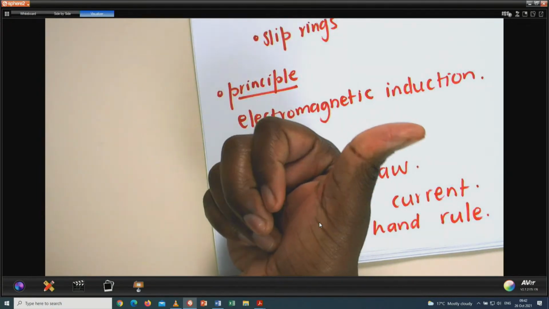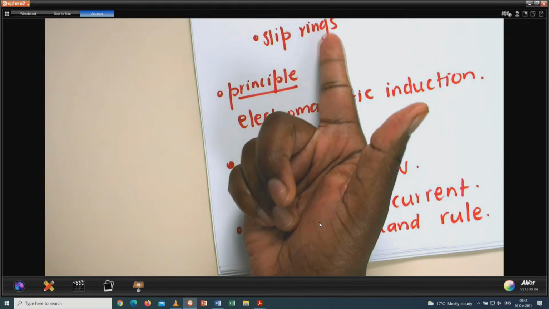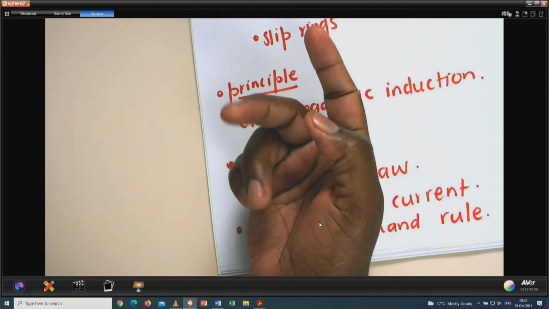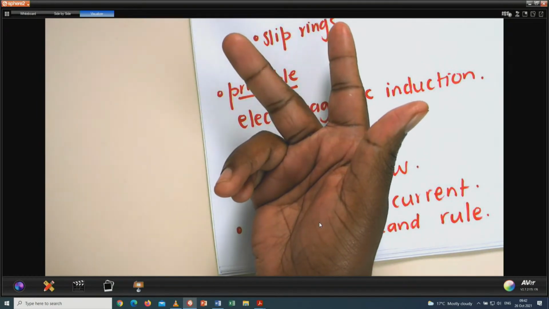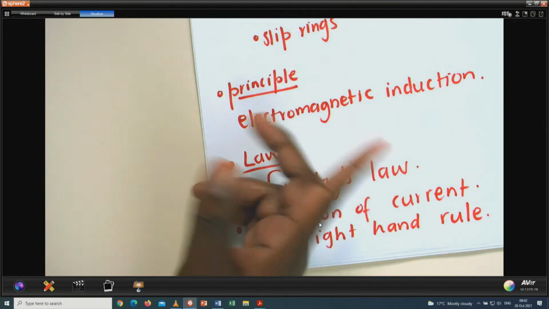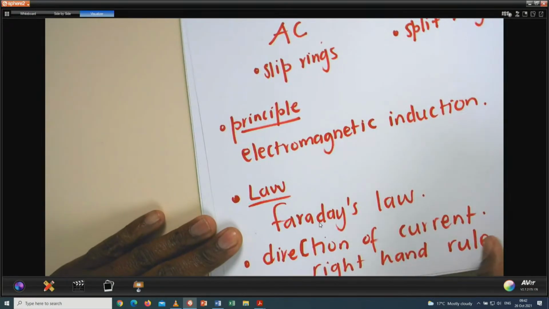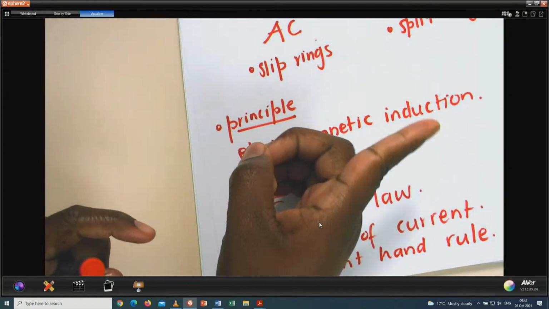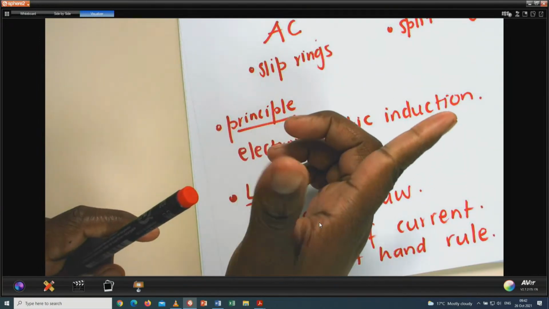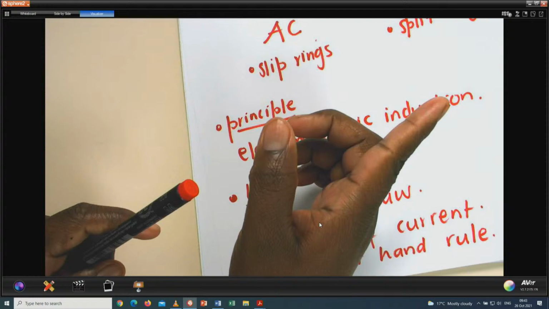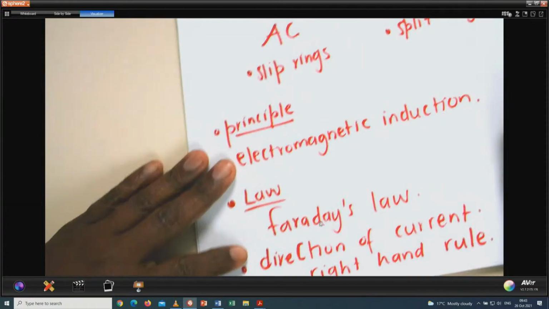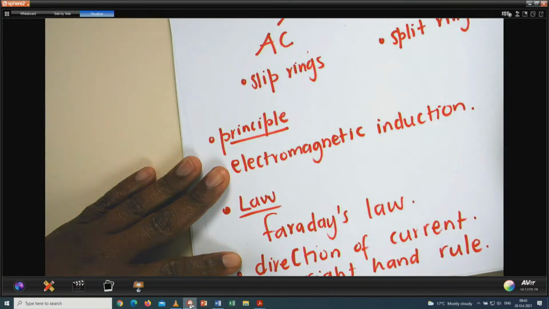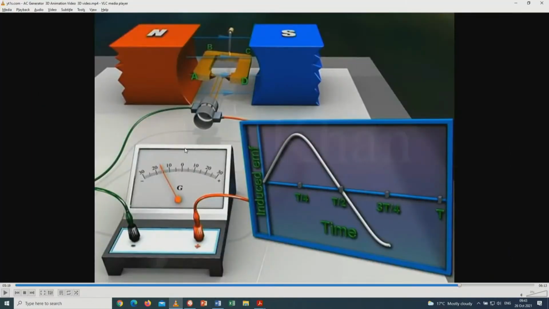This will be the direction of the force. This will be the direction of the magnetic field. And this one will be the direction of the current. So if you are having, let us say, two magnets, so this finger must point from the north to the south. And this one, depending on whether the coil is rotating clockwise or anti-clockwise. Let us see if we can go back. Let's see here. If we look at this video, it is rotating clockwise.